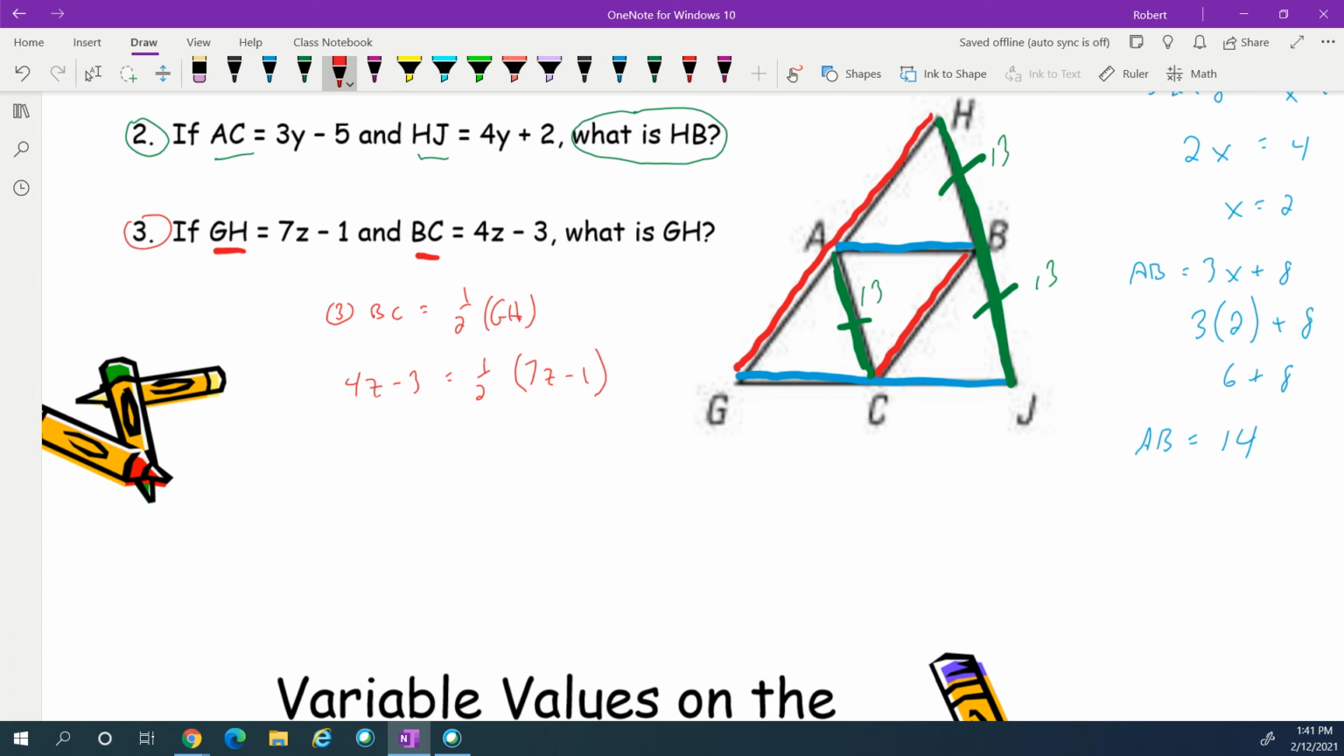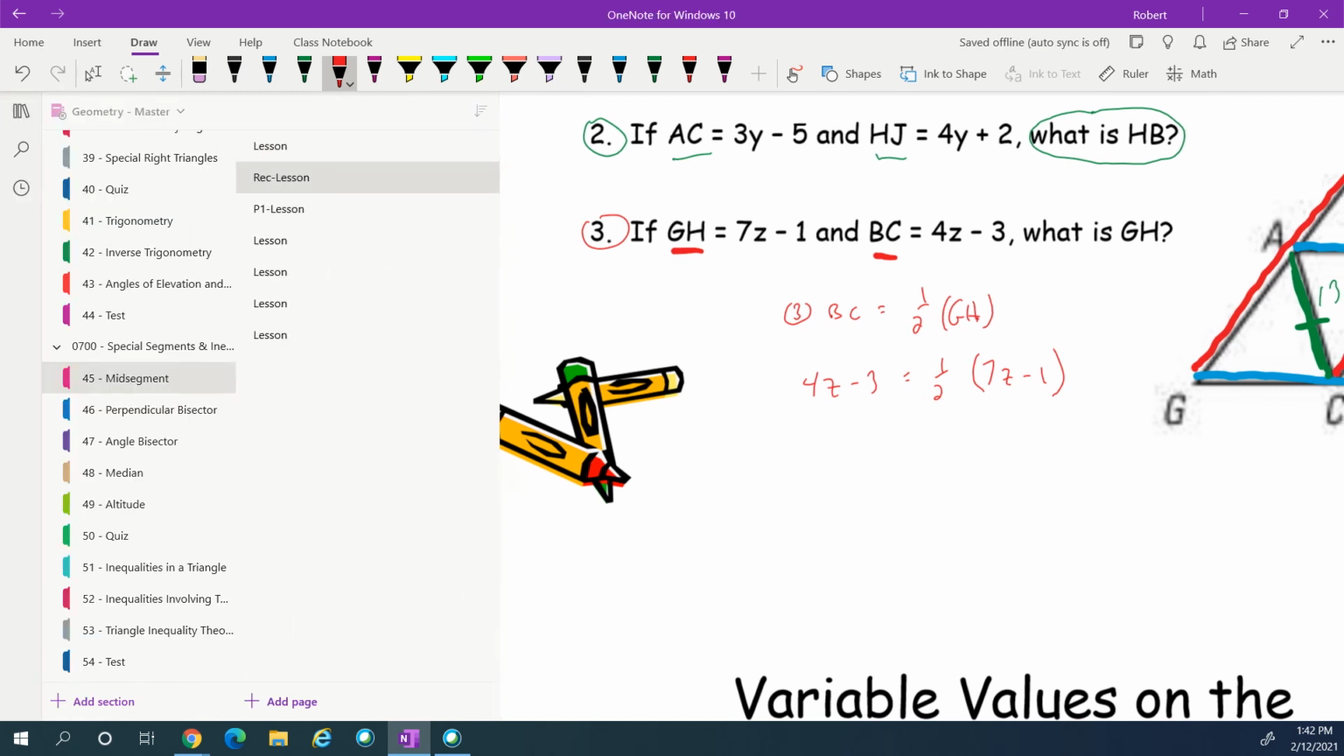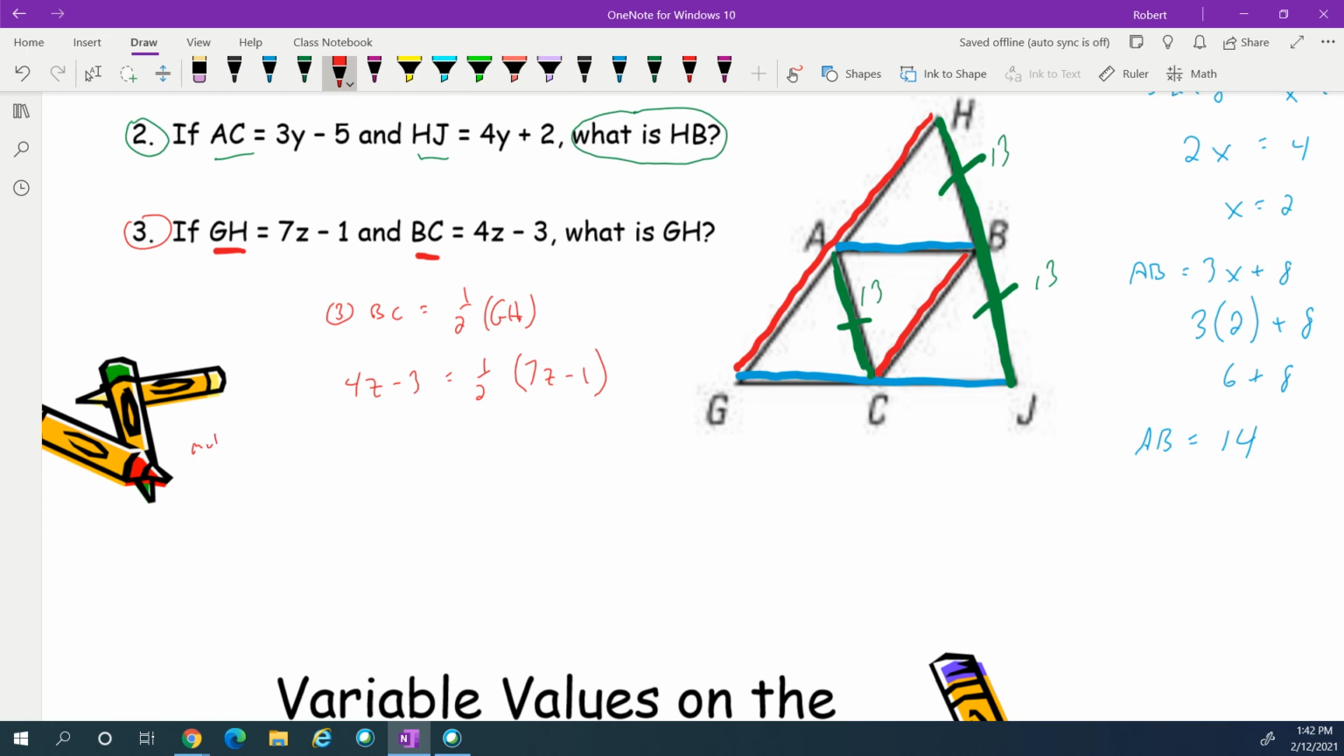So we can distribute that 1/2. Or in this case, I find it easier to multiply both sides by 2. So I'm going to multiply by 2. And I get 8Z minus 6, 7Z minus 1. Now that's just preference. It just means I avoided working with fractions or decimals. And I get Z equals 7. Since they asked for GH, that's 7Z minus 1. I have 7 times 7 minus 1 for 48. So our algebra skills made that question a little bit easier there.